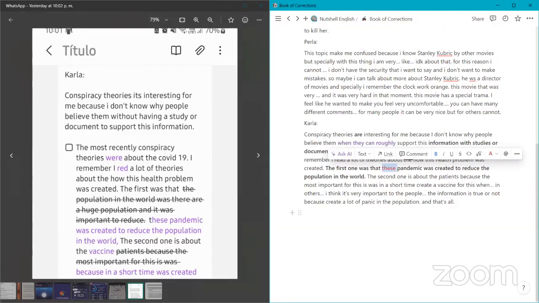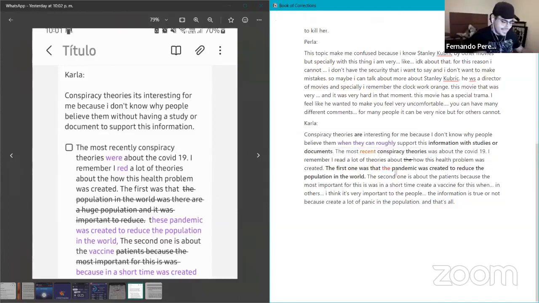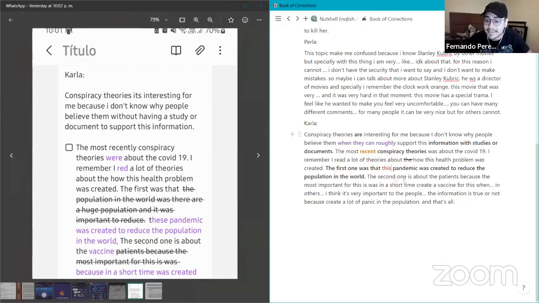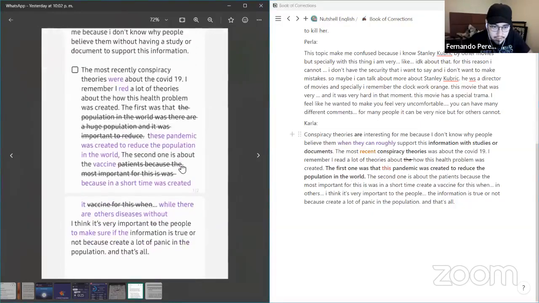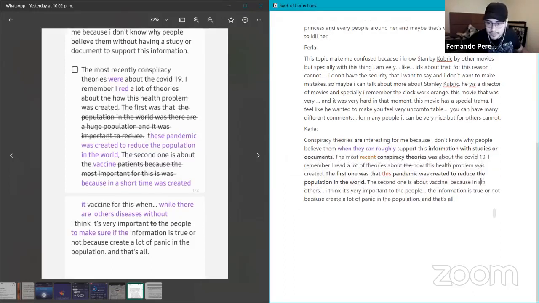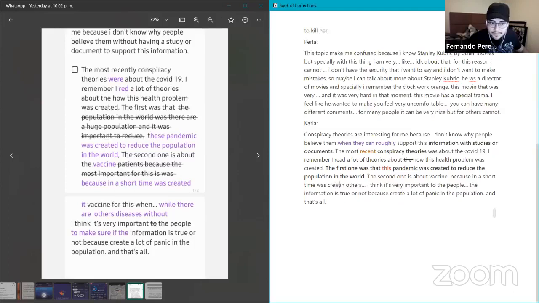What's the issue here? It's in singular. This pandemic. All right. The first one was that this pandemic was created to reduce the population in the world. The second one is about the vaccine because in short time, not short time, was created it.